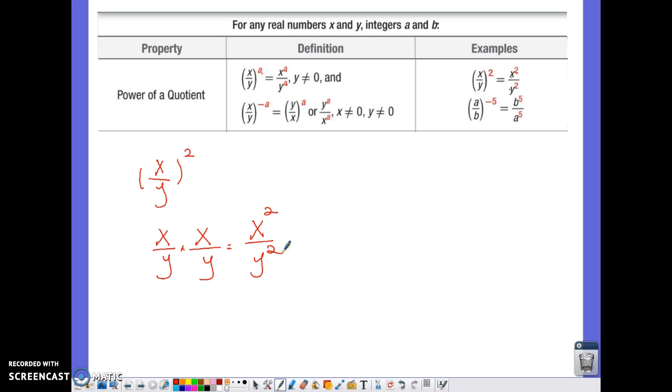Let's do it with numbers. 2 over 3 all squared equals 2/3 times 2/3, which is 2 squared over 3 squared, simply just 4 over 9.